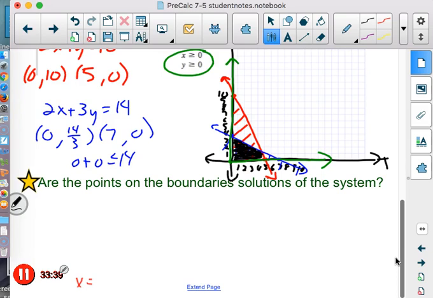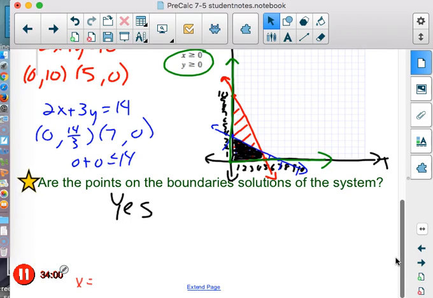That weird looking little quadrilateral right there, that's got 4 sides: 1, 2, 3, 4. Right there. In this graph, are the points on our boundary lines solutions of the system? They absolutely are. We had solid lines. There you go.